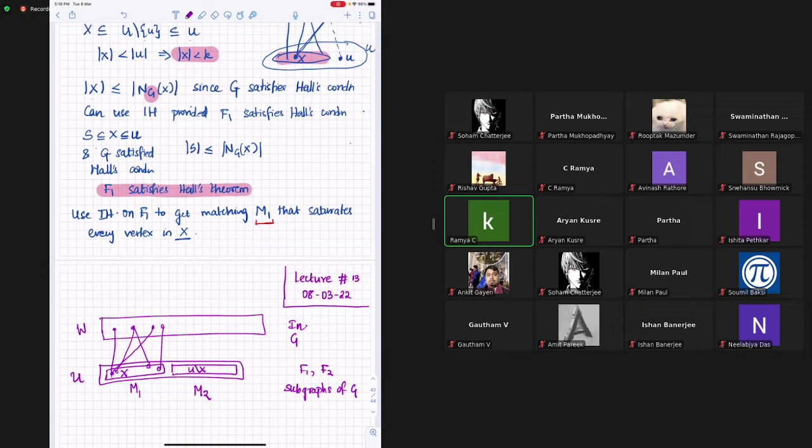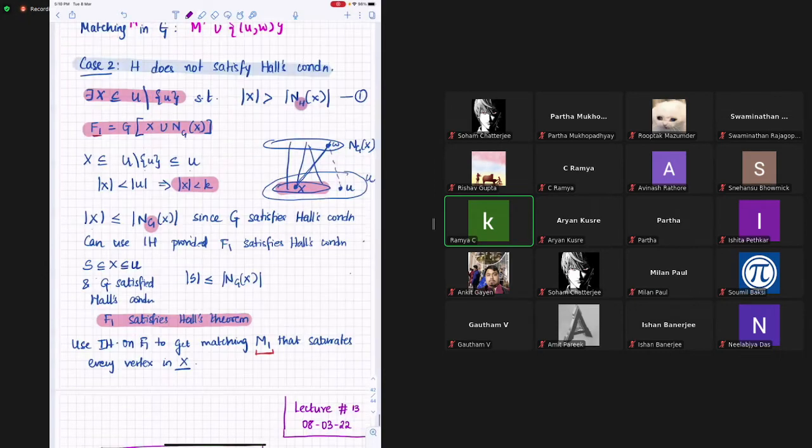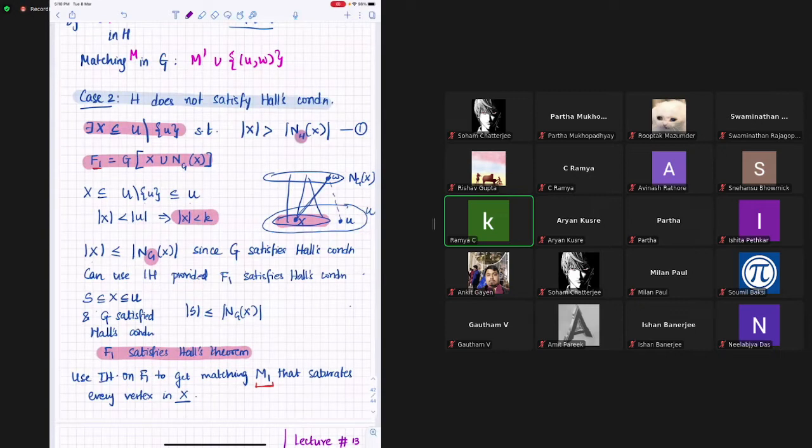So I am not going to use the graph H from now on. I know that H does not satisfy Hall's condition, so there is no point in working with H at all. The only witness I have is that there is a set X in U such that if you look at its cardinality and its neighbors' cardinality, the neighbors will have smaller cardinality in H. Okay. So does that at least partially answer the question that we had last time? It will be more clear when we finish the proof. I think Milan had raised this question.